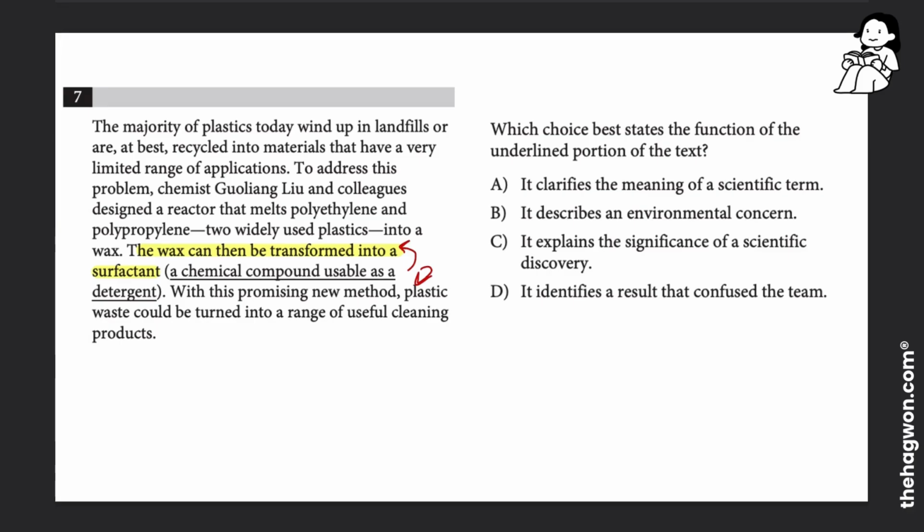So we know from our grammar rules that if we have either these parentheses, like so, or if we had a comma here, this would be defining the last word that came before, surfactant. So here what we're doing is defining that a surfactant is a chemical compound that we can use as a detergent. So it gives meaning to that term. So A is going to be the correct answer.